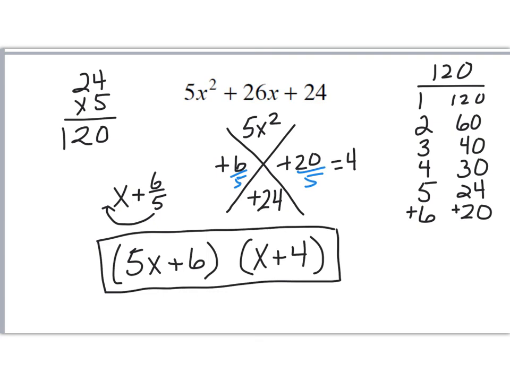Well, if you got 5x plus 6 times x plus 4, you're fine. And I know I've said this before in a different video, but if you started with x plus 4 and your second binomial was 5x plus 6, that is okay. It does not matter which order they're in. Take a look. If you need to, pause the video so you can see what I did, and then go have some fun working on some practice problems.